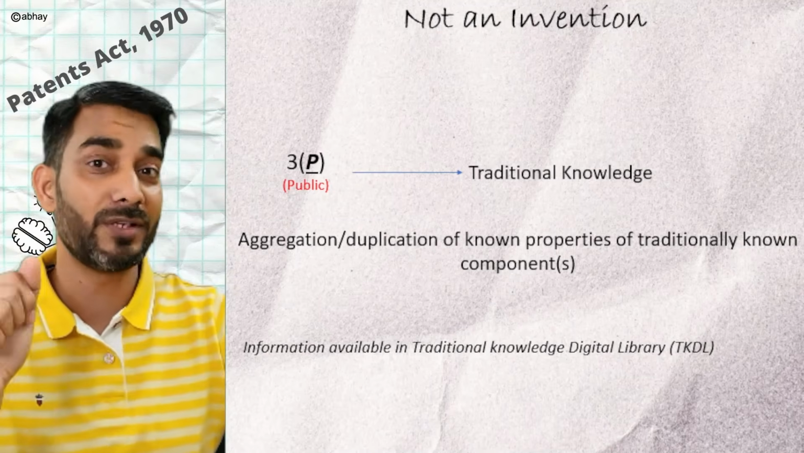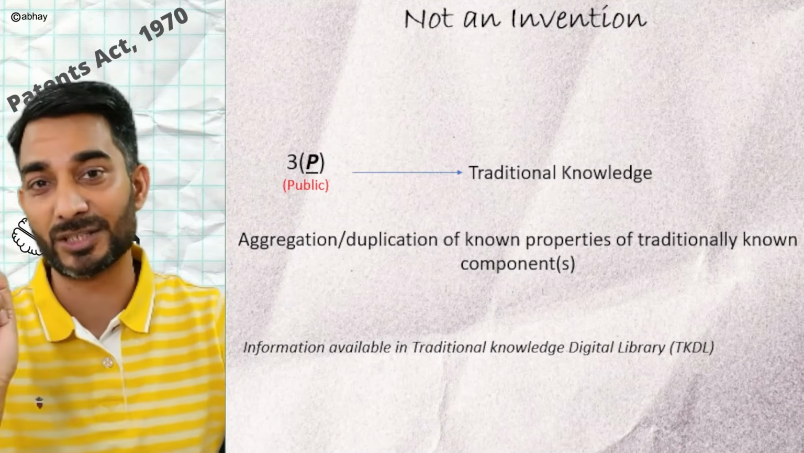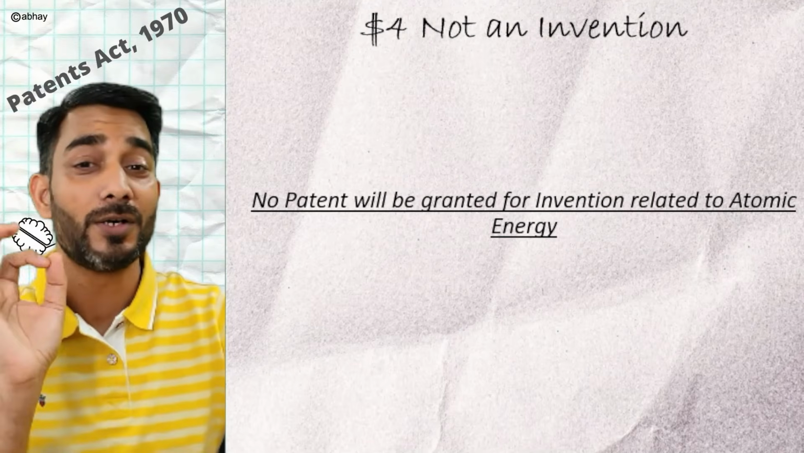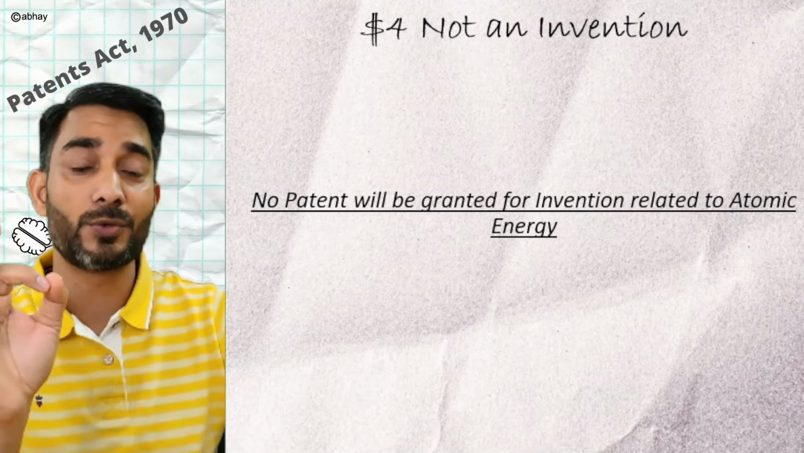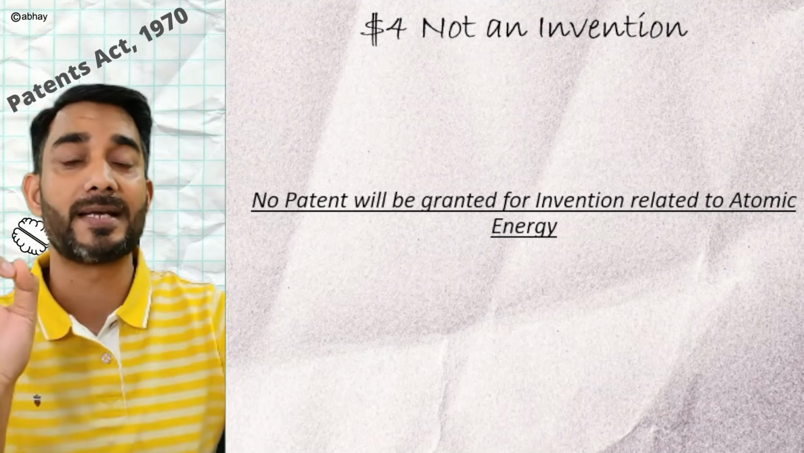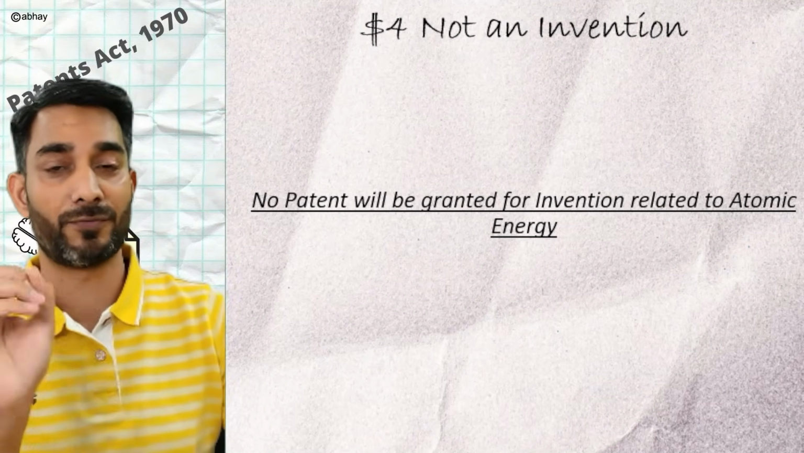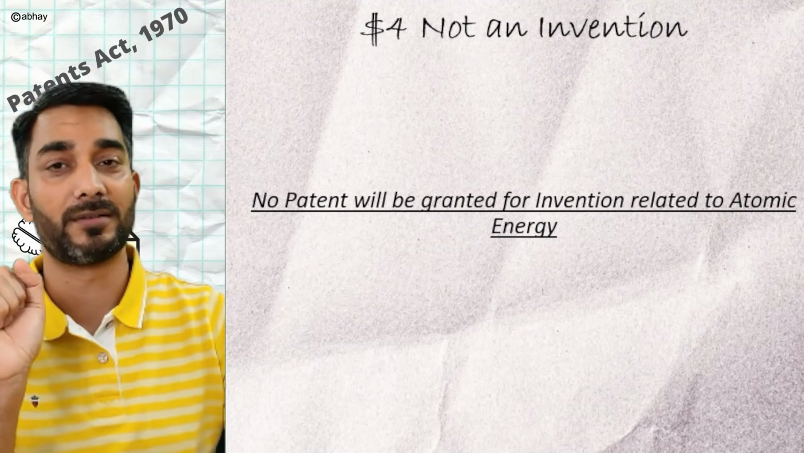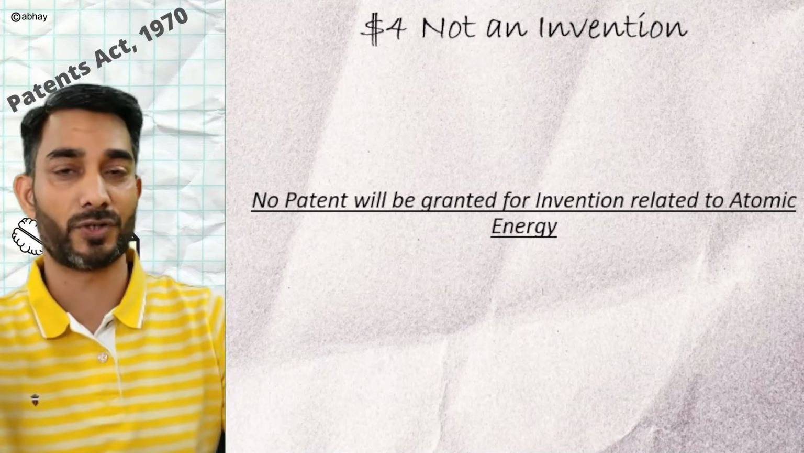So with this, we have gone over the negative list as provided by section 3. There is one more though, provided by section 4. An invention related to atomic energy will not be patent eligible subject matter as per section 4, for national security in the interest of public. No patent shall be granted for such an invention.